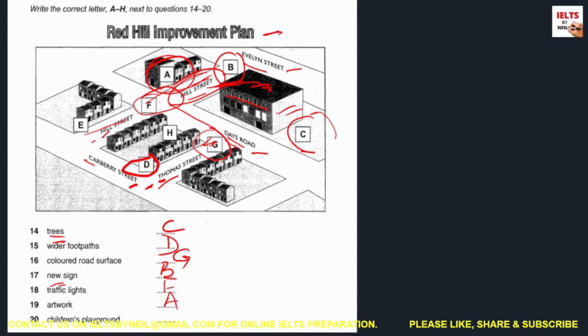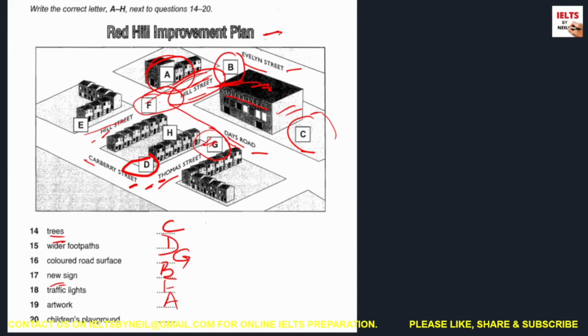Now the last one is children's playground. And finally, we've agreed to build a new children's playground, which will be at the other end of Hill Street, close to the intersection with Carberry Street.